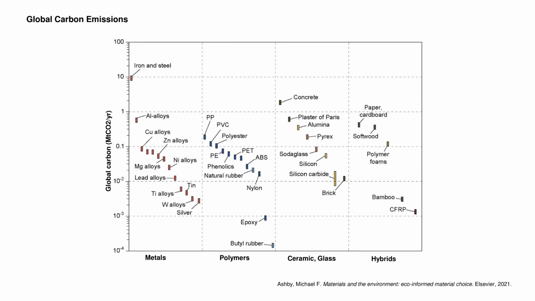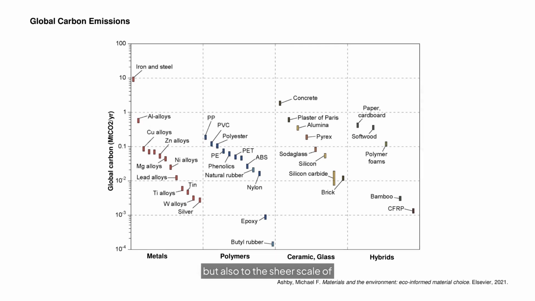The key point is that to cut global emissions, we have to pay attention not just to the intensity per kilogram, but also to the sheer scale of material use like concrete and steel worldwide.